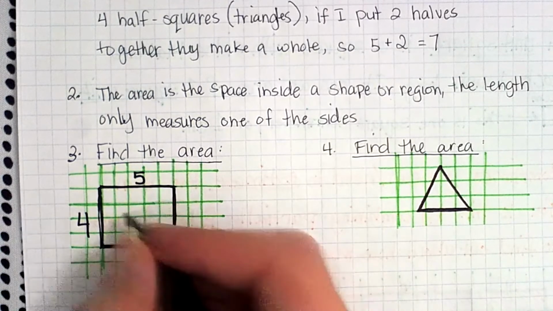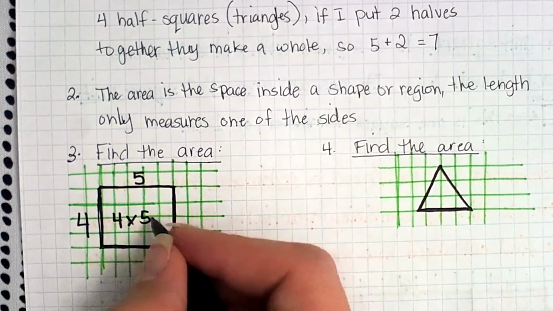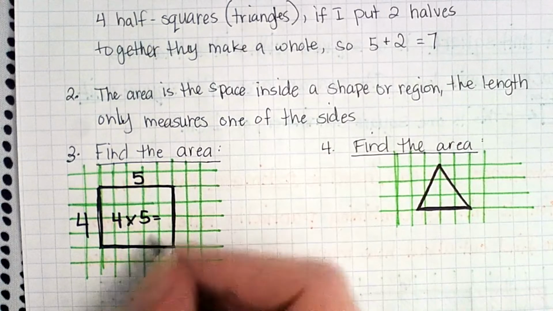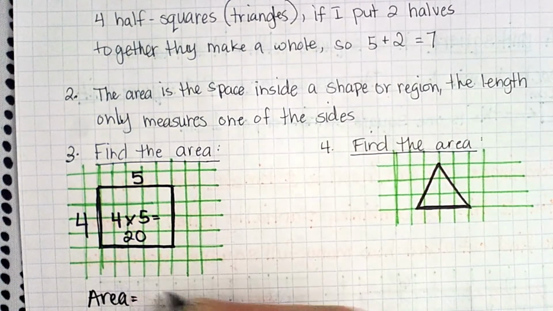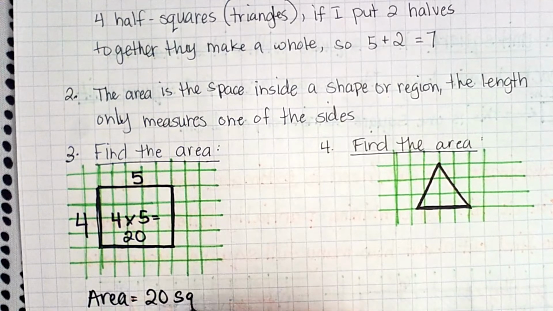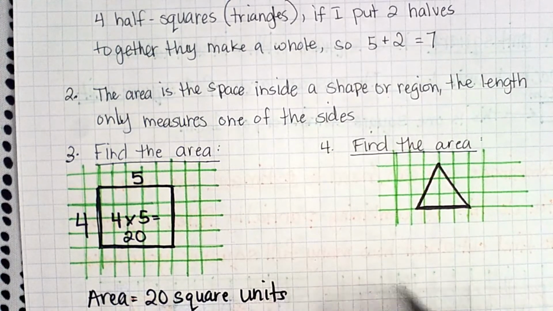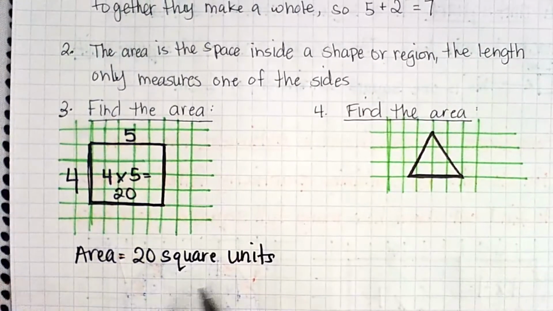Remember, you can treat this like an array. 4 times 5. So what does 4 times 5 equal? We know 4 times 5 is equal to 20. So the area is equal to 20 square units. Now you have to write this. This is very important. If you forget to write square units, your answer will actually be incorrect, because then you're not talking about area anymore. You're just giving me a number.